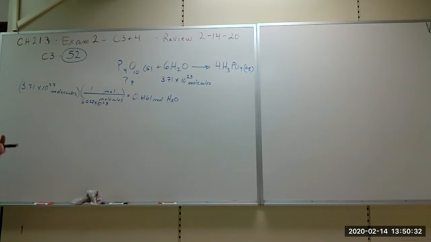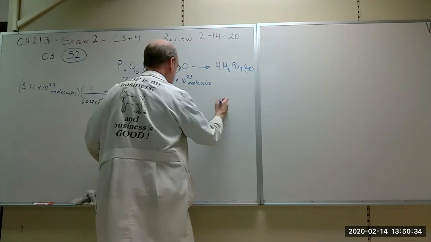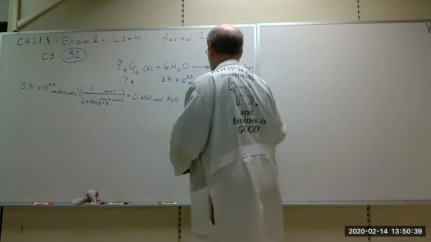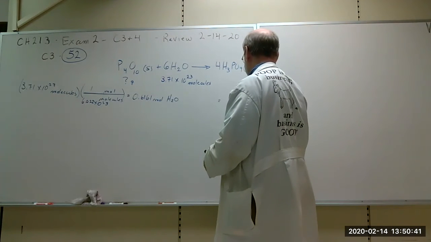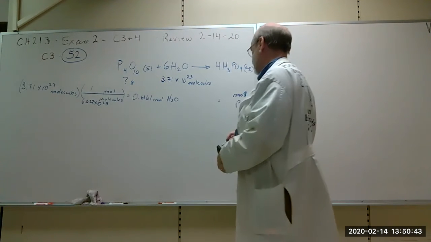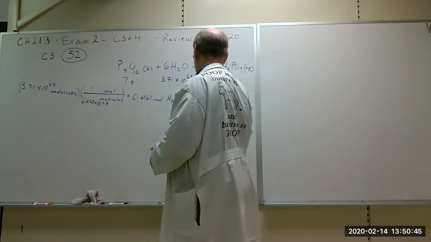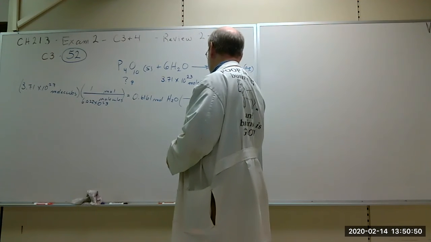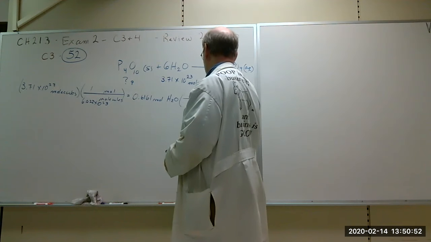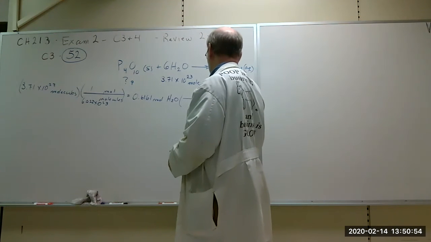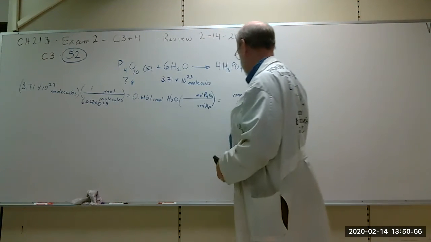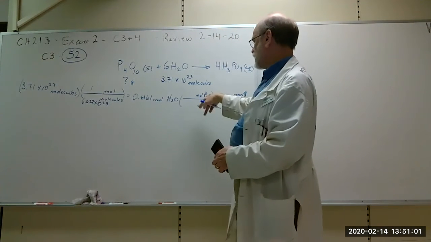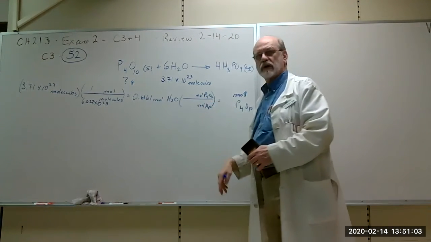Now we need another conversion factor. Because what we really want is moles of P4O10. So where do we get that conversion factor? Right, we need moles of water on the bottom and moles of P4O10 on the top. Right? That's our answer. We're going to cancel this one. So what's the ratio of moles of P4O10 and water?